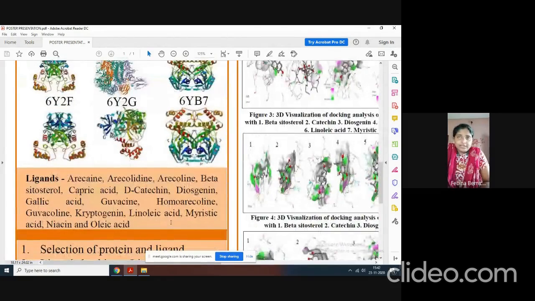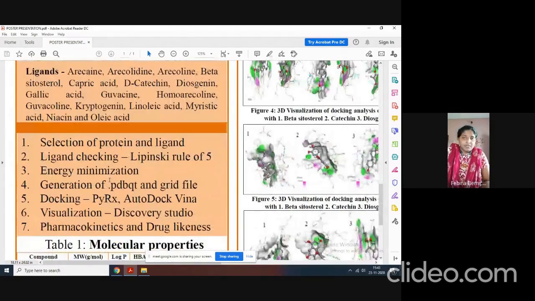Sixteen ligands were selected. The ligands were taken from Dr. Duke's phytochemical database. The ligands were arecaine, arecolidine, arecoline, beta-sitosterol, capric acid, catechin, diosgenin, gallic acid, guanosine, homoarecoline, guvacoline, cryptogenin, linolenic acid, myristic acid, niacin, and oleic acid.